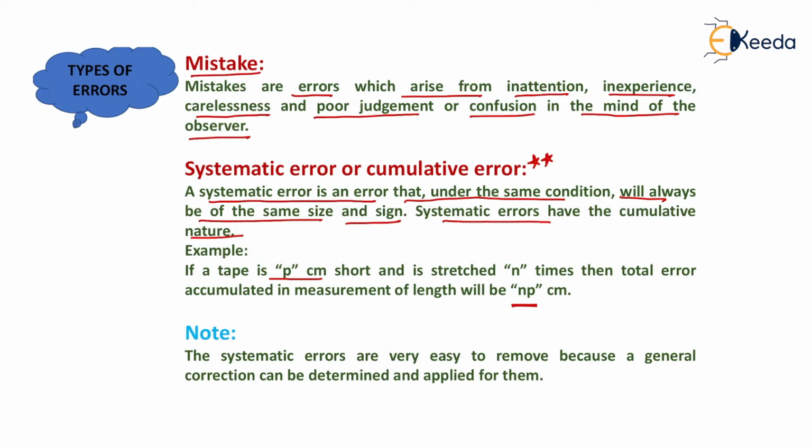Okay, students? Now, one note is there, that is, systematic errors are very easy to remove because a general correction can be determined and applied for them.